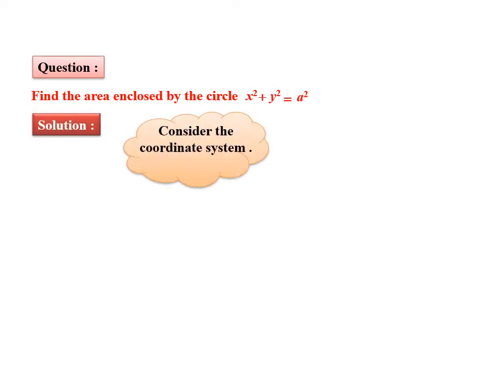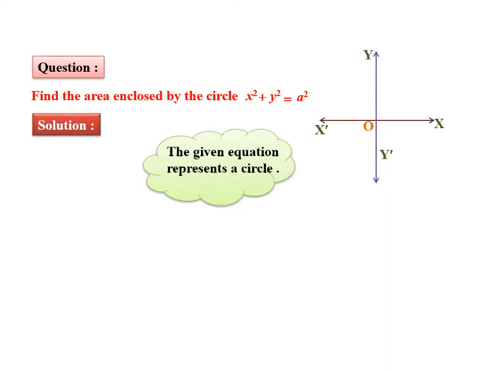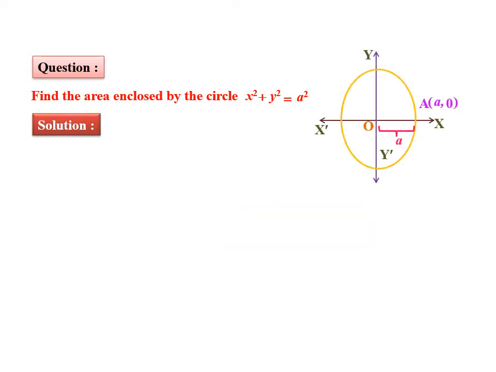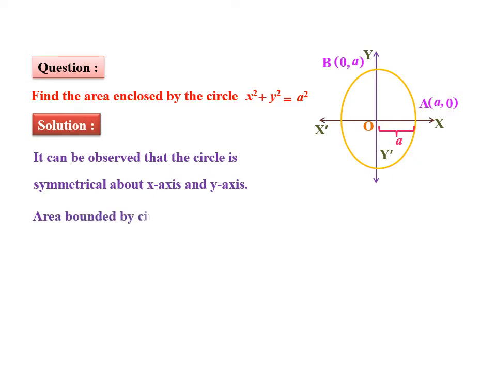Find the area enclosed by the circle x square plus y square is equal to a square. So consider the coordinate system. The radius of the circle is a units. So the coordinates of the point A will be (a, 0). Next, it can be observed that the circle is symmetric about the x and y axes. Therefore, the area bounded by the circle is equal to 4 times the area in the first quadrant OABO.